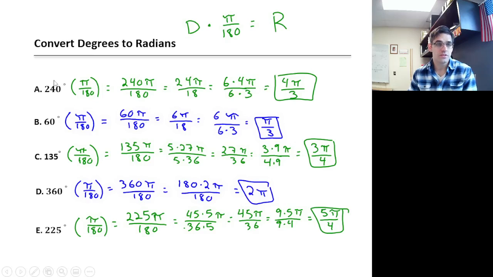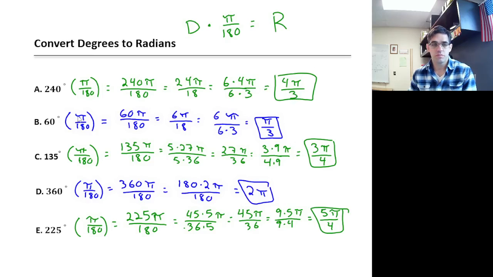Anyways, so 240 degrees, if I want to convert it to radians, I'm going to multiply it by pi and divide by 180. I get 240 pi over 180. And so we're just going to simplify 240 over 180. Divide both by 10, I get 24 over 18. Divide both by 6, I get 4 over 3. So 240 degrees is 4 pi over 3.